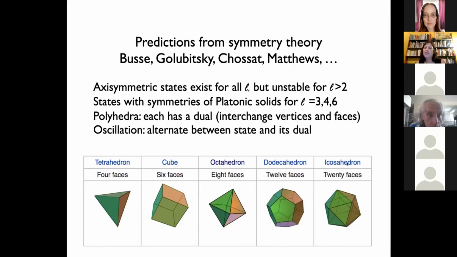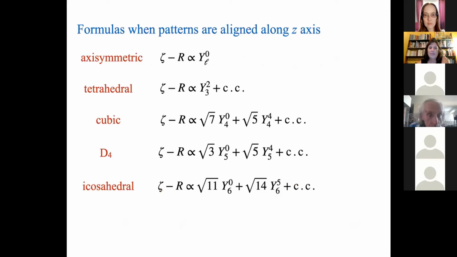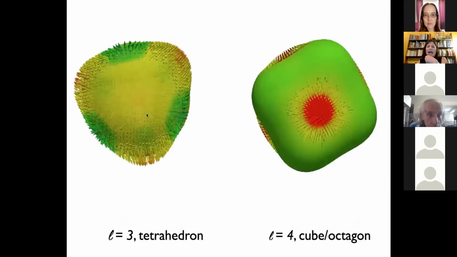The icosahedron and the dodecahedron are duals of each other. And you can see, when you think about it, that this is a good opportunity to see this in an oscillating drop. That is to say, you have maxima that are turning into minima and minima that are turning into maxima as you go in time. And indeed, that is what these are, expressions for these in terms of spherical harmonics.